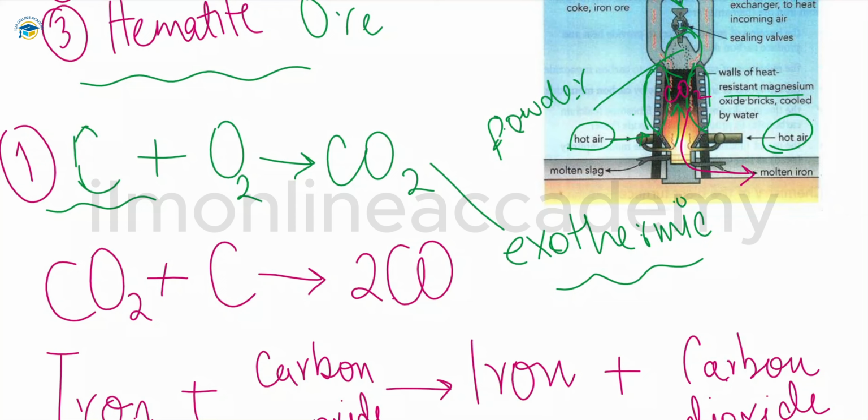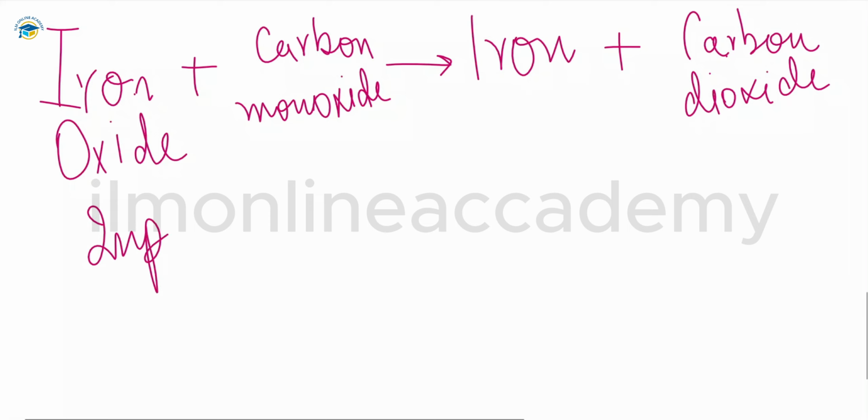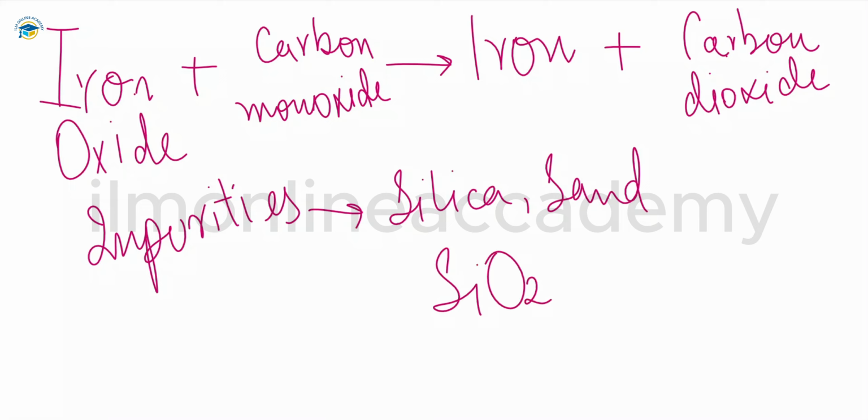We have some major impurities that are also produced in the iron ore, that is sand, or you can say silica or silicon dioxide, which has the formula SiO2. So limestone is added to the furnace, which helps to remove this impurity. For the removal of this impurity, we are adding the limestone, which is calcium carbonate.